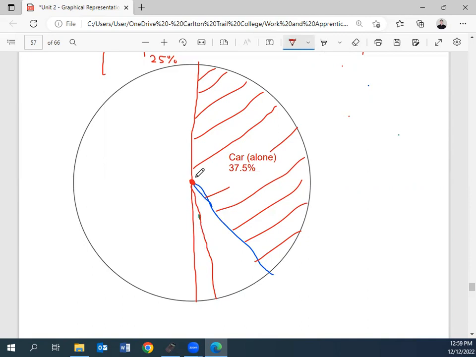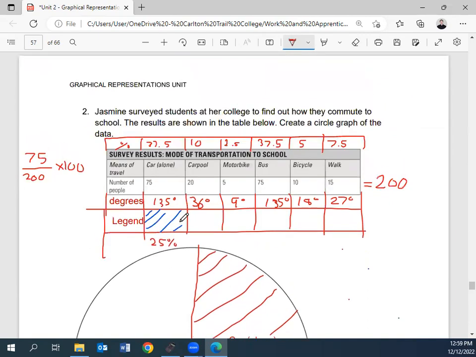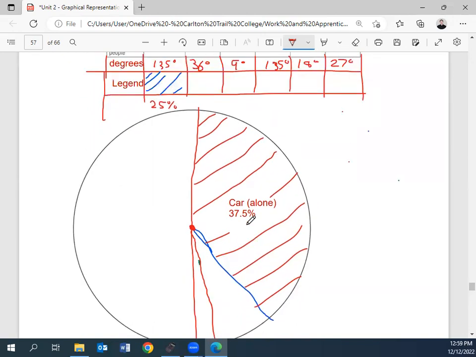Oh, sorry. It will be 9 degrees. Yeah. Yeah, you bet.